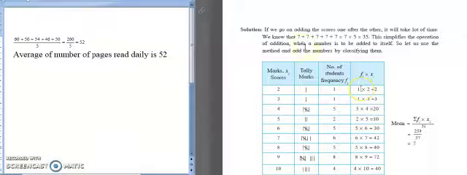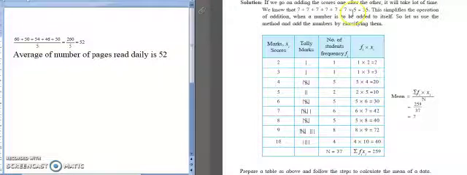Let us see. If we go on adding the scores one after the other, it will take a lot of time. We know that 7 is repeated multiple times. How many times 7 is repeated, we have to find here. So 1, 2, 3, 4, 5. 7 is repeated 5 times. So directly multiply 7 by 5 and you will get 35. This simplifies the operation of addition when a number is to be added to itself. It means if a number is repeated multiple times, then instead of adding the number that many times, we can simply multiply that number to get the result.